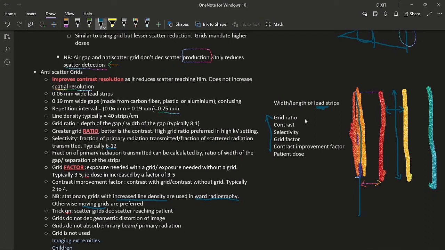Another thing they might ask you is the inverse: what happens when the gap between the strips, this gap, is increased? In that case, all of these factors will decrease.